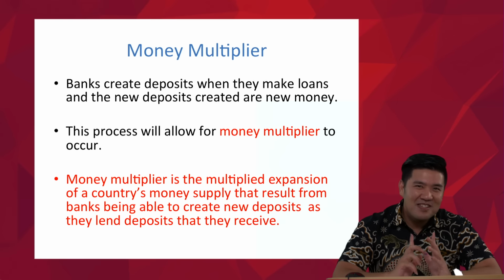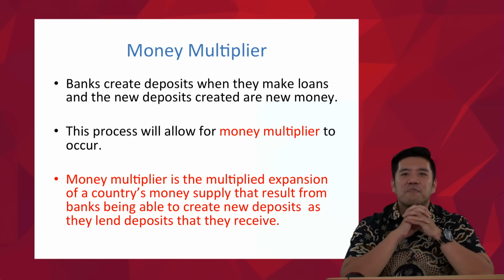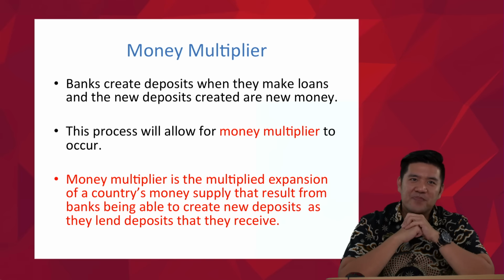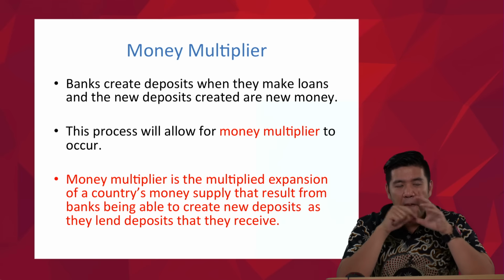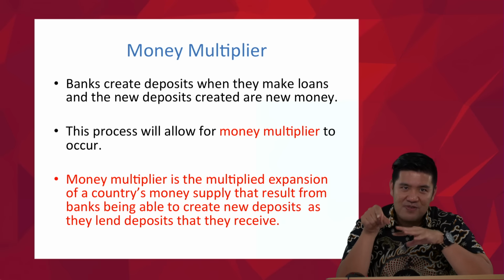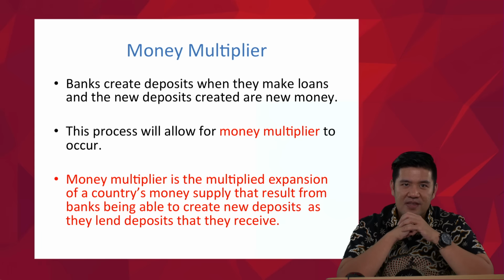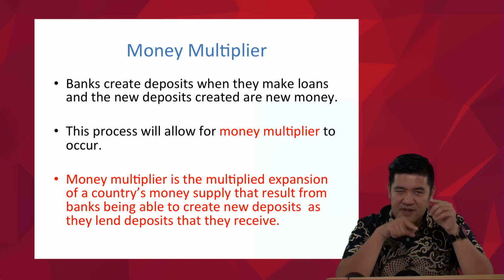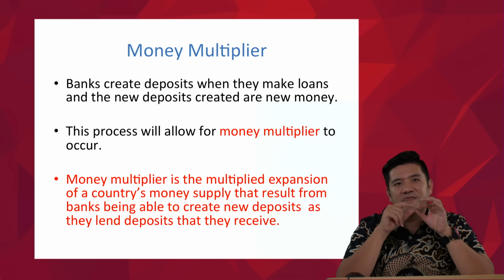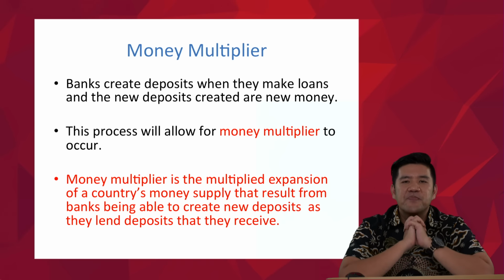Okay, this is an interesting process, guys, that happens in our banking system. Money multiplier. Banks create deposits when they make loans, and the new deposits create new money. In fact, this process is going to allow for this money multiplication process to occur.